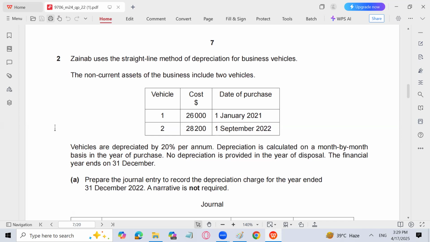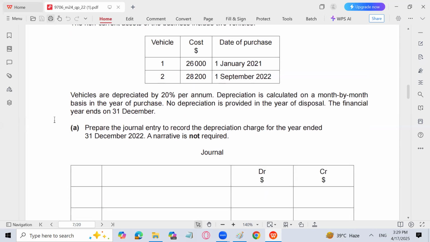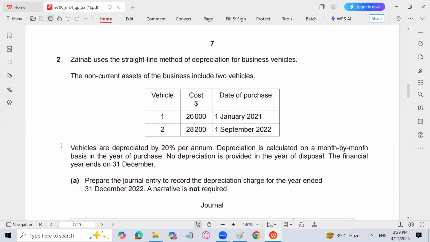So the depreciation is going to be 20% per annum, on a month-to-month basis, and the straight line method is there. So it is quite easy. I have discussed with you that we are going to find a question of reducing balance method in the current year. Prepare the journal entry, record the depreciation charge for the year ended 31st December 2022.